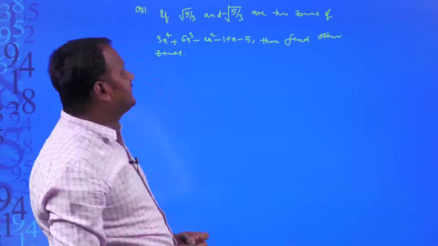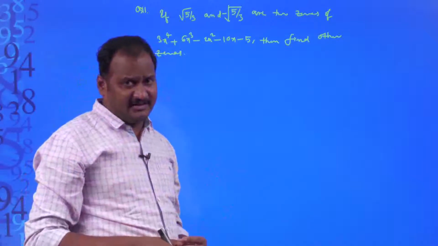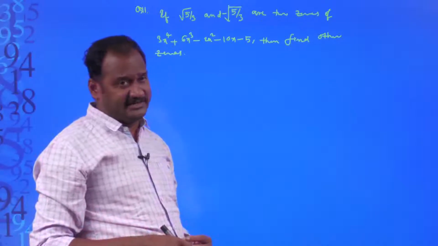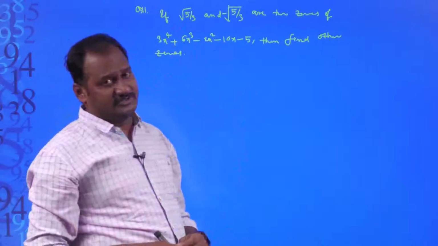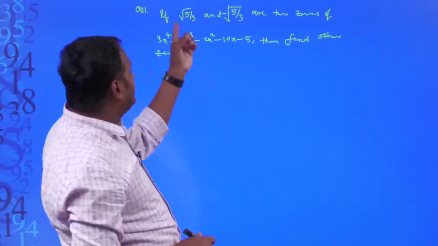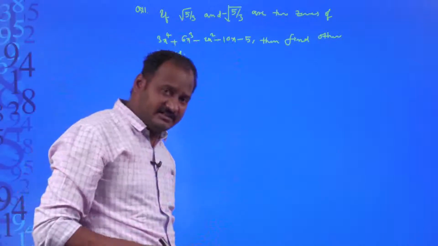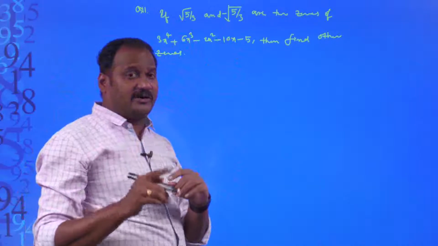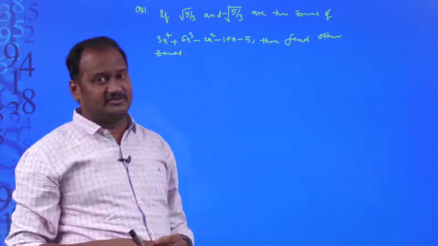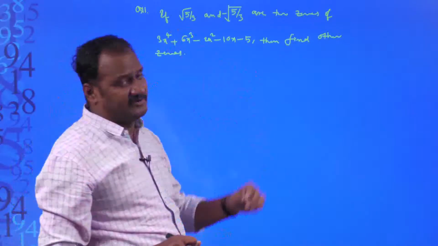So, in order to find the other 2 zeros, we have different methods, but the friendly method to figure out the zeros of the polynomial is, with the help of the given 2 zeros, we can obtain one quadratic polynomial. Since root 5 by 3 is one zero and minus root 5 by 3 is the other zero, then the quadratic polynomial so obtained by root 5 by 3 and minus root 5 by 3 is also a factor of this fourth degree polynomial.